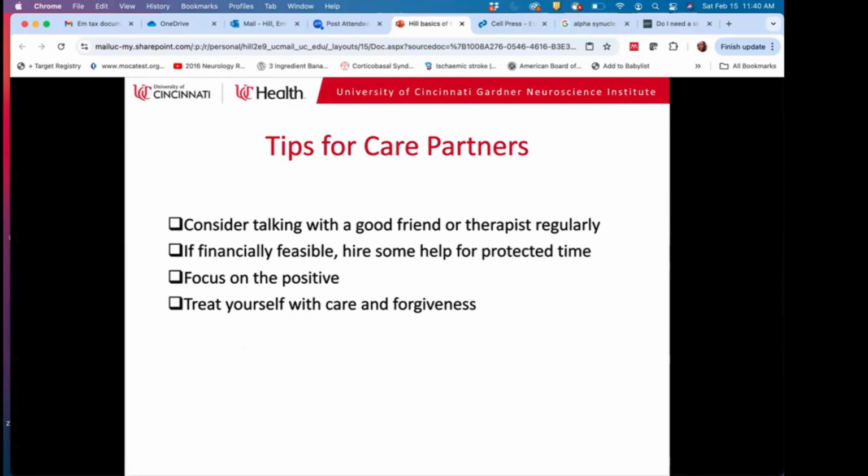We do say focus on the positive when you can. That's really helpful. I think that's where the support groups can be helpful too, supporting people in seeing the good. And then just being kind. Nobody's supposed to be perfect, including as a care partner, right? So just be sweet to yourself.